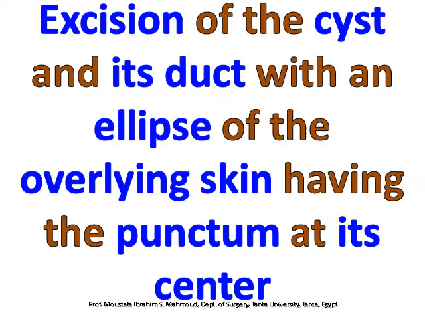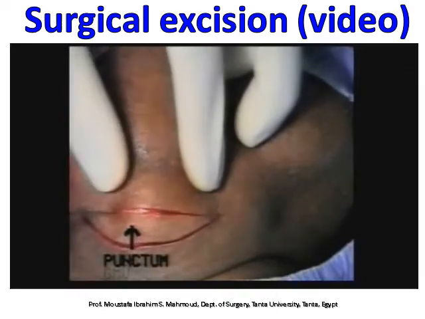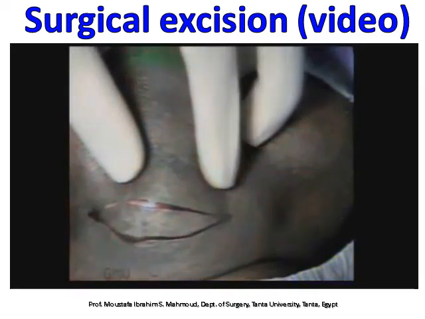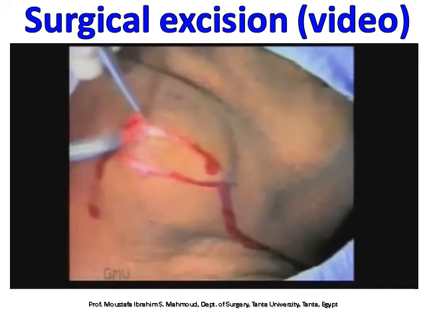Treatment. Excision of the cyst and its duct with an ellipse of the overlying skin having the punctum at its center. The diagrammatic representation of the excision of the sebaceous cyst with its duct and punctum. A video showing surgical excision of a sebaceous cyst.